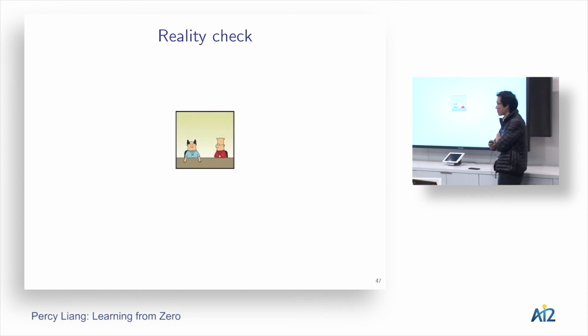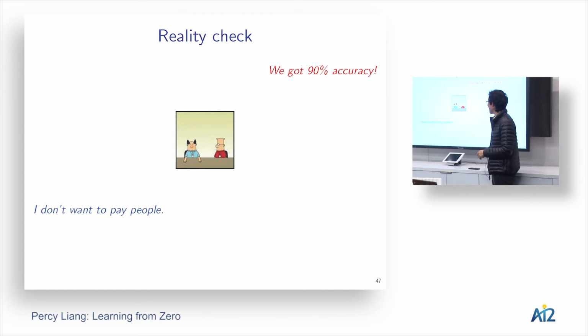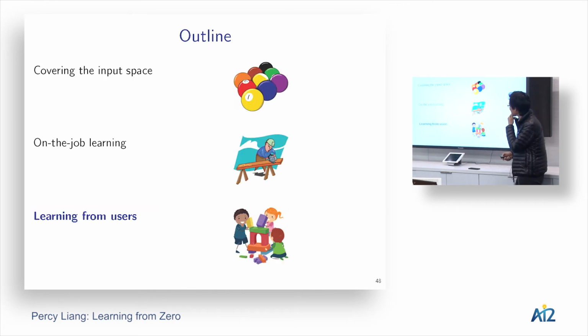Now you go to your boss and say, okay, we got our 90% accuracy. Well, it was actually 88.5, but you round up, you know how these things go. And the boss says, you're paying people to do this? They should be paying us to label our data. So this is going to be pretty hard. So what are we going to do now?